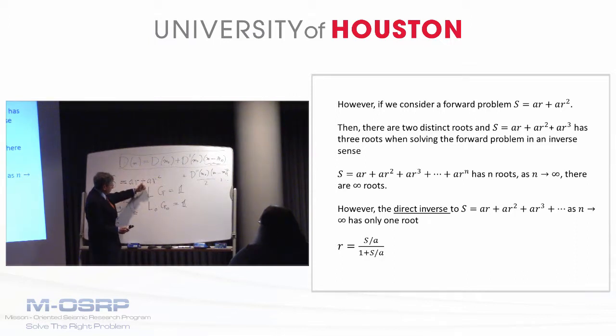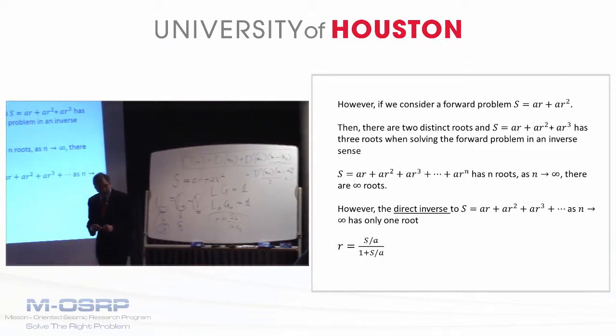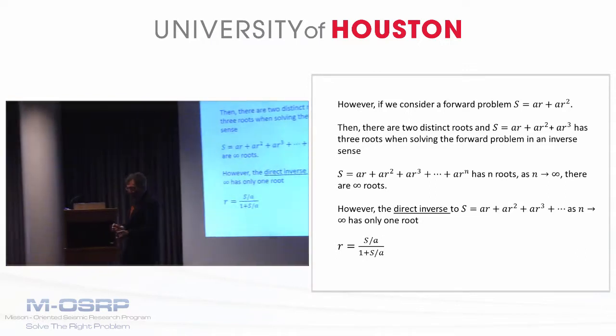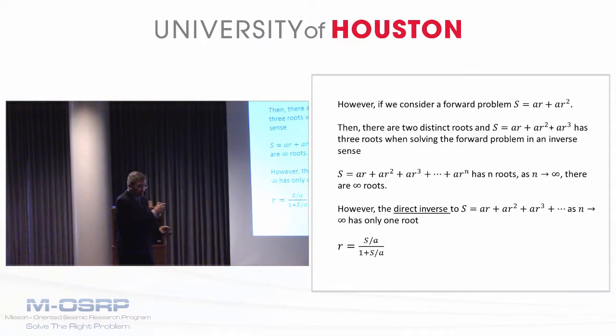Solve this forward in an inverse sense. You're solving the quadratic equation. You understand? You make it AR cubed, you get 3 roots. You get AR to the n, you get n roots. You get AR to the infinity, you get infinite roots, solving a forward in an inverse sense. The direct inverse of this is R equals S over A over 1 plus S over A, one number. You understand?